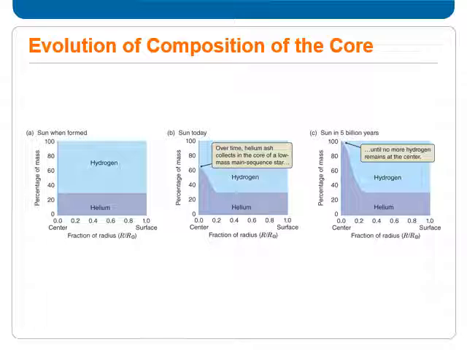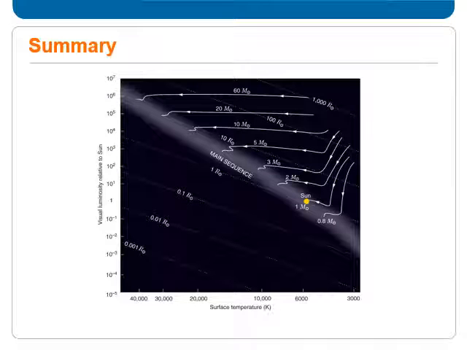In 5 billion years, there will be no more hydrogen at the center, and not enough left in the core for fusion to continue. At that point, the sun will run out of hydrogen and leave the main sequence. In summary, stars follow a predictable path on the HR diagram that is based almost entirely on the mass, and to a very small extent on their chemical composition.